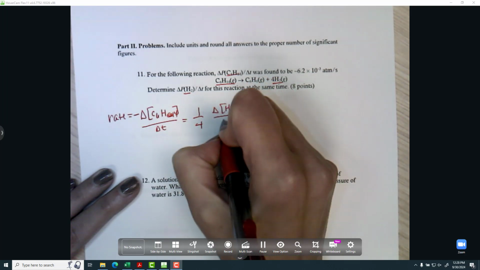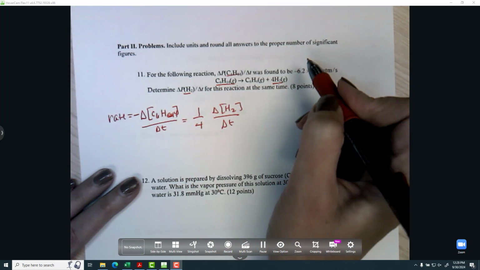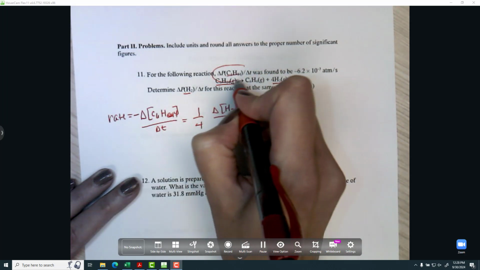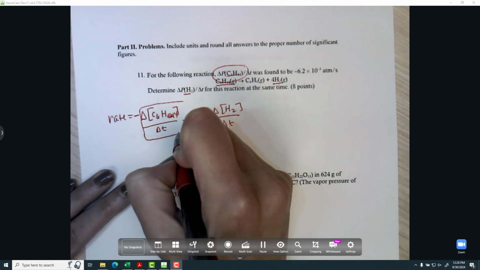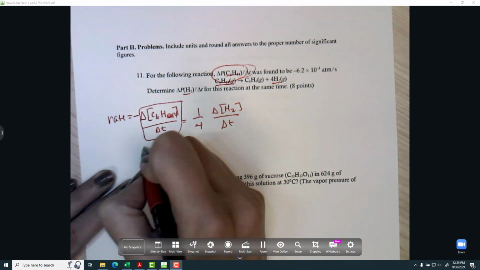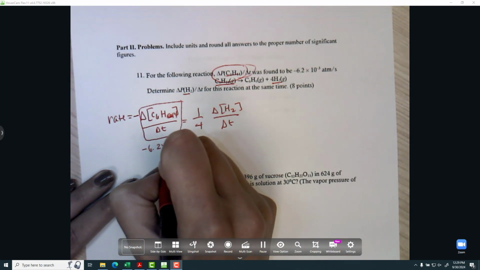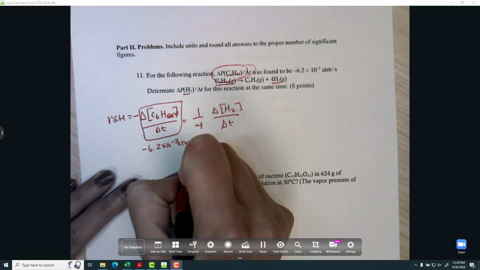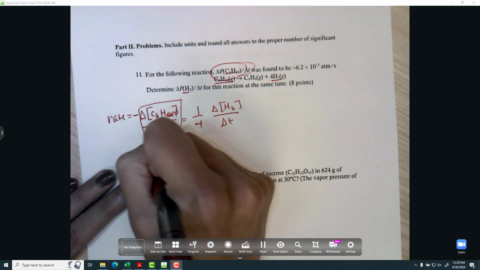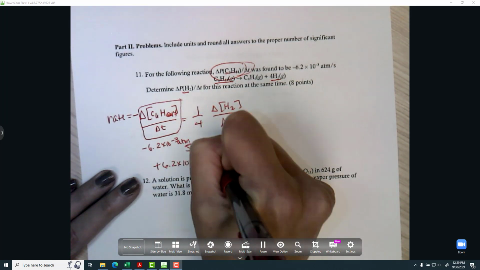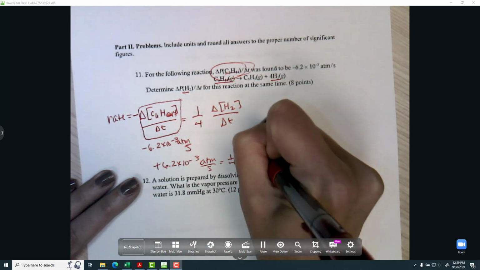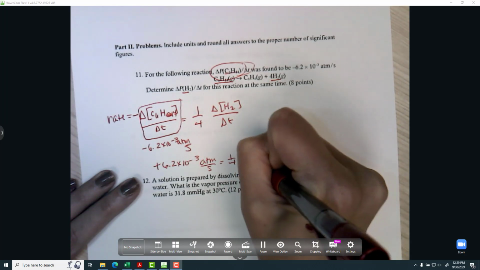So C6H14 would get the negative sign. The H2 gets 1 over 4 because of the stoichiometric coefficient. And then the thing that they gave me was how the concentration of the C6H14 changes over time. That is a negative 6.2 times 10 to the minus 3 atmospheres per second. There's also another negative sign there, so that makes it positive.